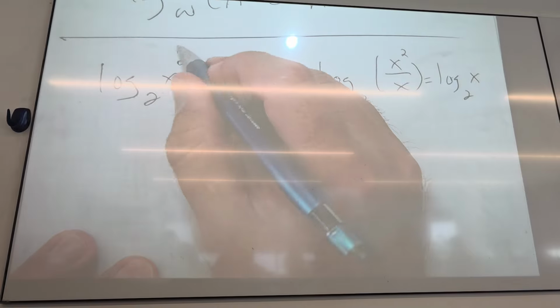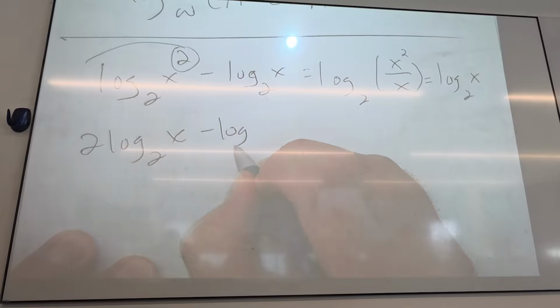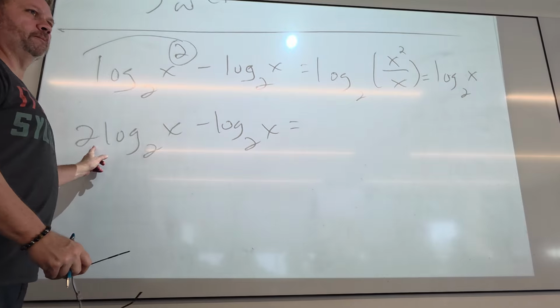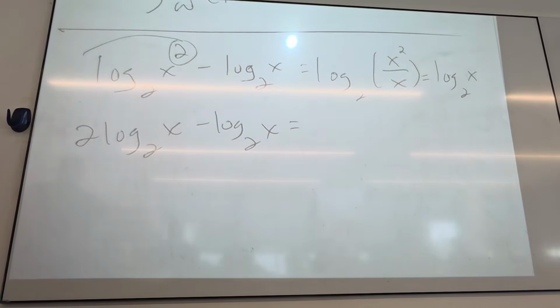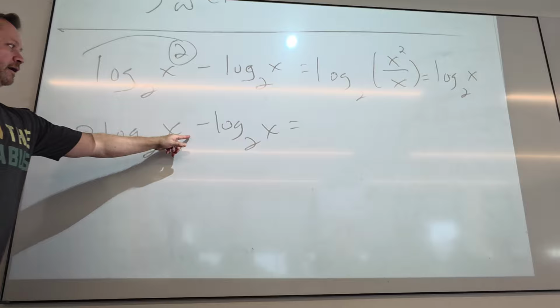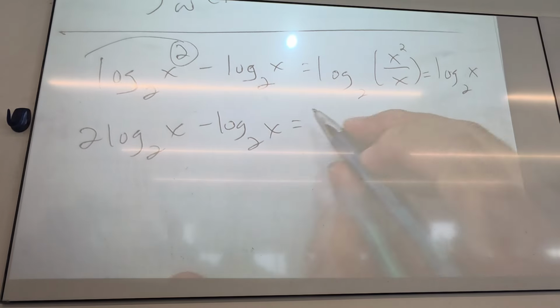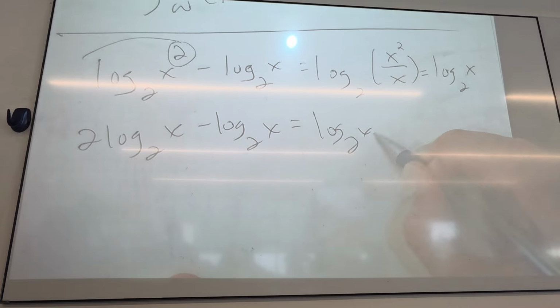What if instead I brought that down? Does everybody see what to do there? What does this say? Same. What does this say? Power of 2. 2 log base 2 of x. Yeah, this says 2 of these minus 1 of these is 1. So 2 log base 2 of x minus 1 log base 2 of x is 1 log base 2 of x. I get the same damn answer.